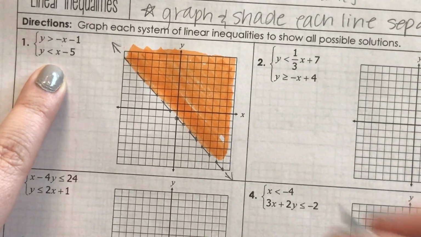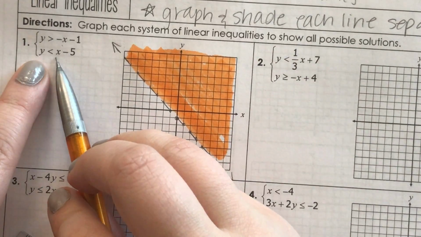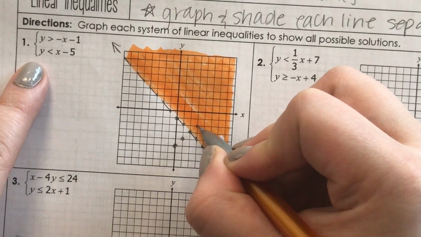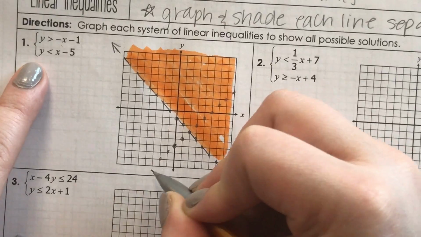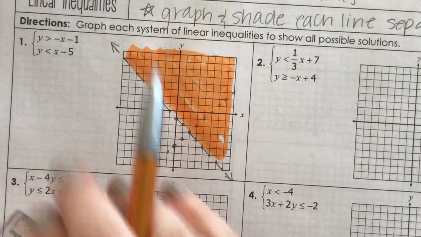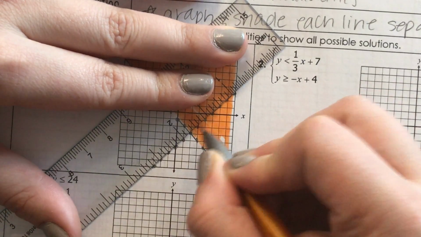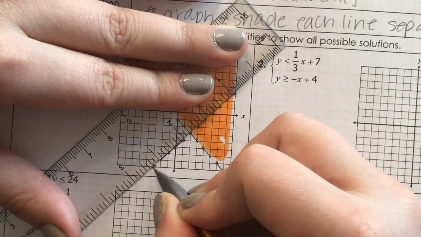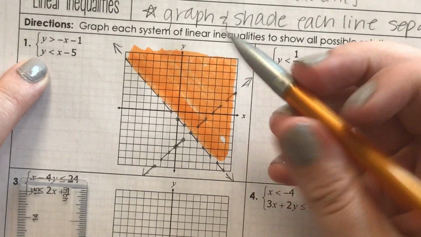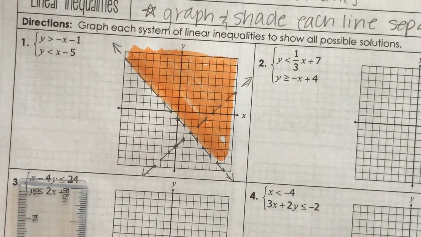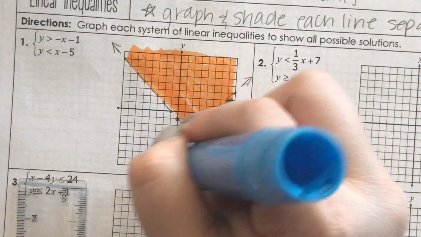Now we're going to do this one. I'm going to start at negative 5. 1, 2, 3, 4, 5. And my slope is positive 1, so I'm going to go up 1 over 1. Okay. And since this also does not have an or equal to, this is also a dashed line. And this one says less than, so we're going to shade below that line. I'm using a different color. That is this guy down here.